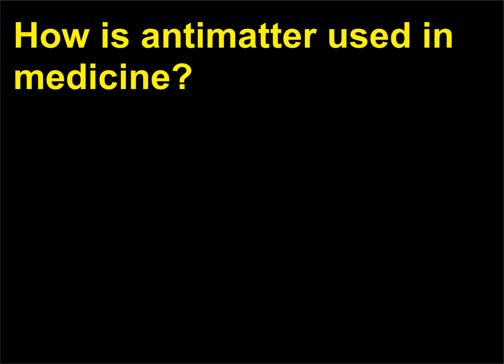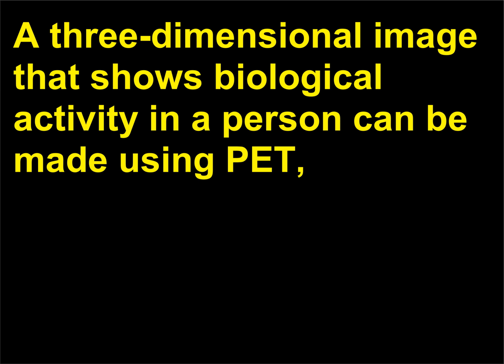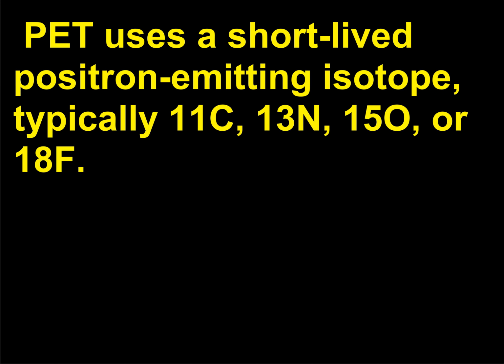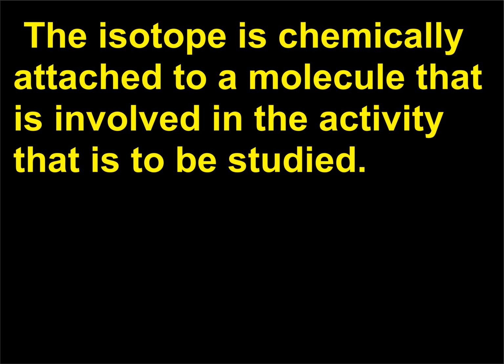How is antimatter used in medicine? A three-dimensional image that shows biological activity in a person can be made using PET, or positron emission tomography. PET uses a short-lived positron-emitting isotope, typically 11C, 13N, 15O, or 18F. The isotope is chemically attached to a molecule that is involved in the activity that is to be studied.